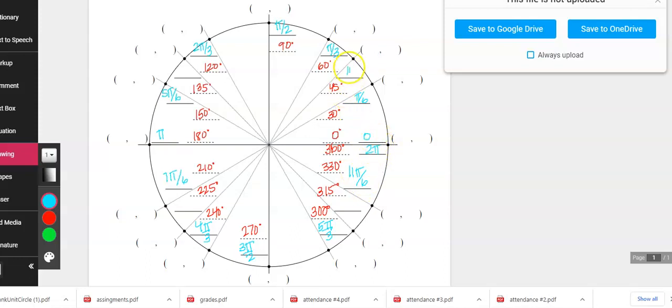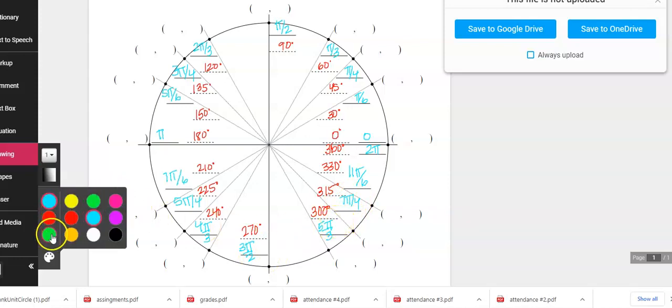Let's grab the 45, so pi over 4: 1 pi over 4, 2 pi over 4, 3 pi over 4, 4 pi over 4, 5 pi over 4, 6 pi over 4, and 7 pi over 4. So there are all my radian measures. So just keep in mind, if you forget those, you can always do the conversion.